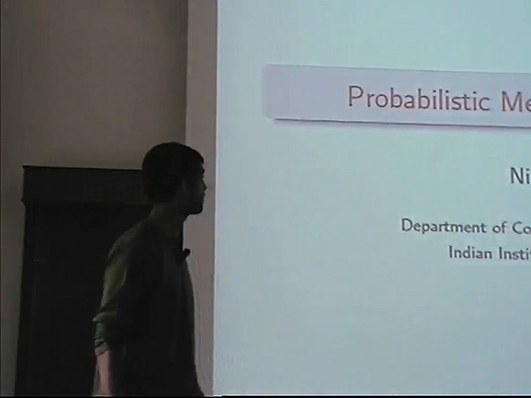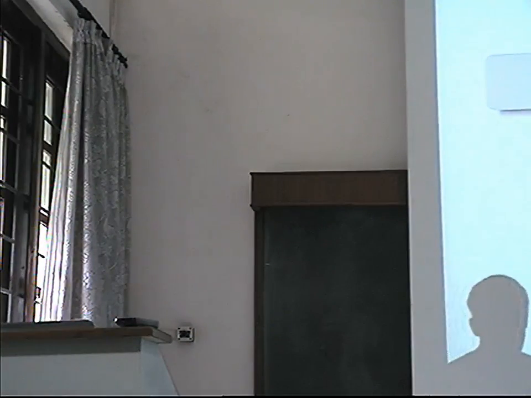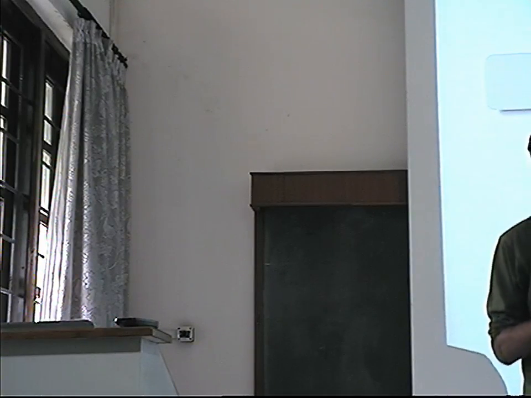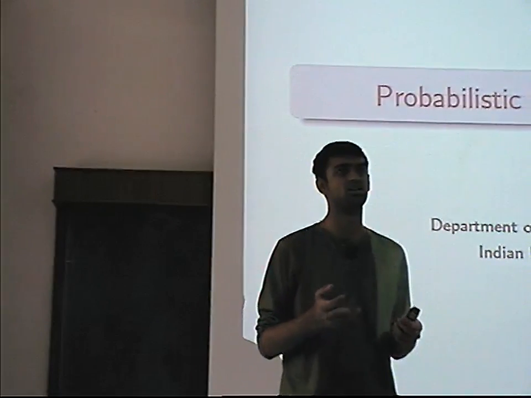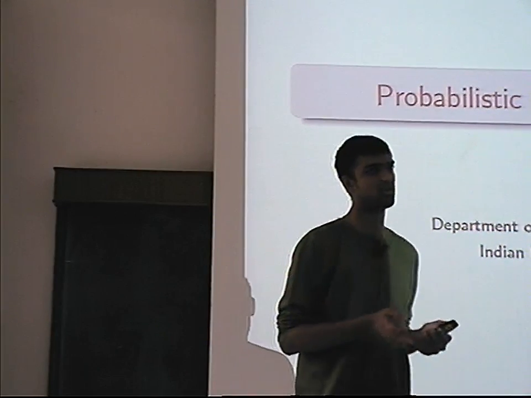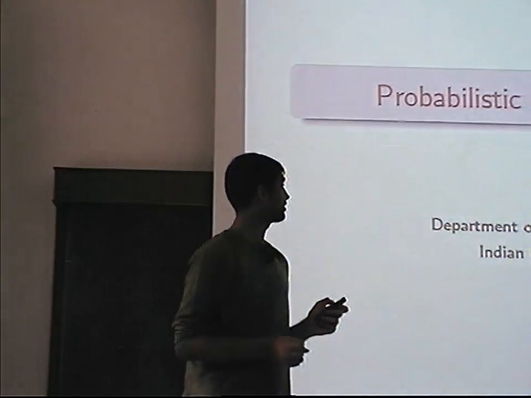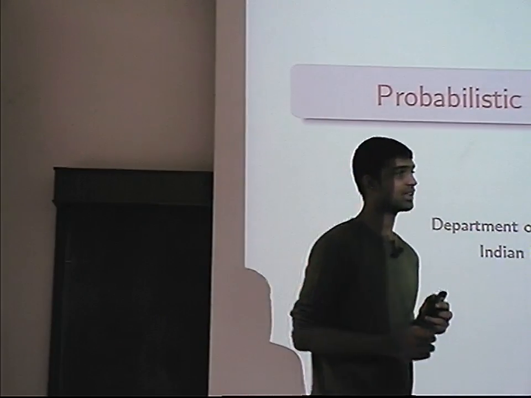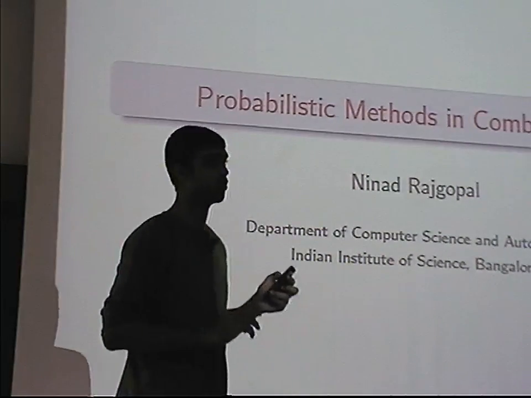I'll be talking about probabilistic methods in combinatorics. Up until now, you would have seen a lot of techniques used to enumerate combinatorial structures in a problem, like the pigeonhole principle or inclusion-exclusion principle, or maybe even recurrence relations. The probabilistic method is one such powerful tool which is widely used in combinatorics to enumerate or find a bound on some structures.